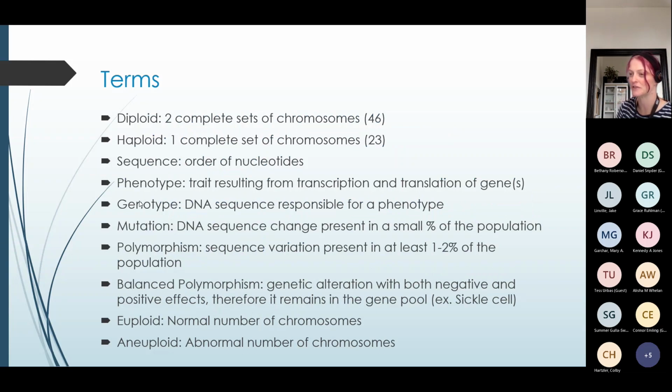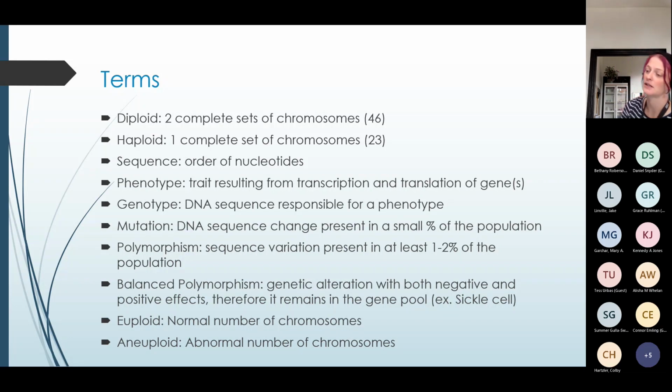Terms that we already went over and touched on in some of the other lectures were diploid, which means you have 2 complete sets of chromosomes, and in humans, that's 46. Haploid means that you have 1 set of chromosomes, which is 23 chromosomes. The sequence is the order of nucleotides. The phenotype is the trait resulting from transcription and translation, or your expression, so how you look or what's expressed. Your genotype is the DNA sequence responsible for the phenotype.